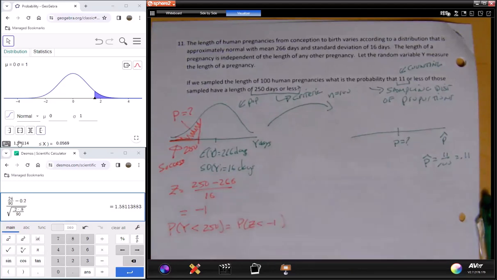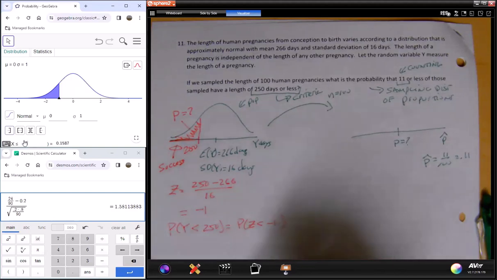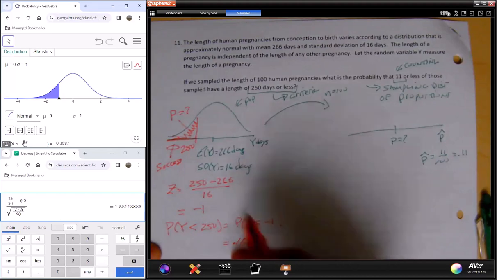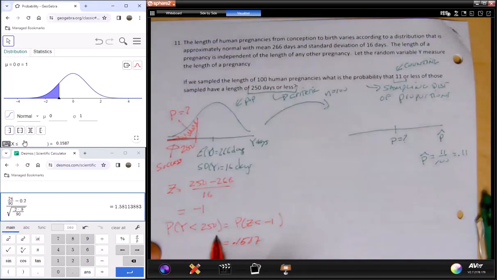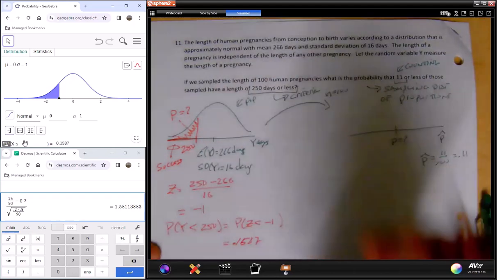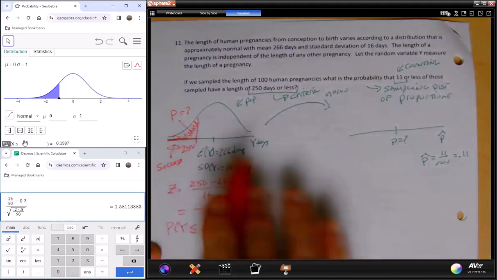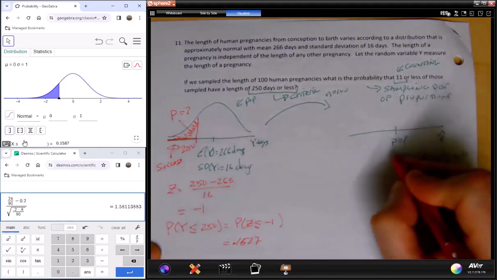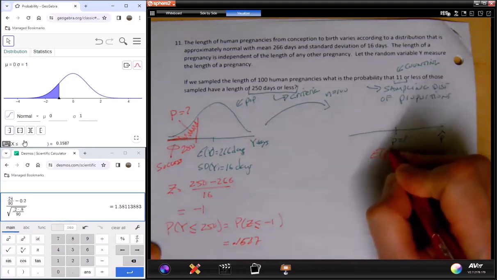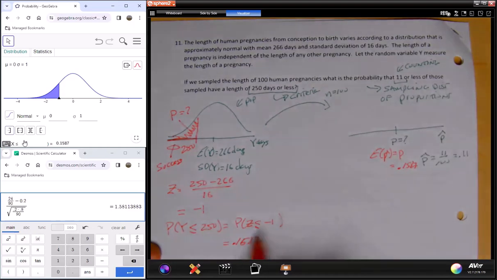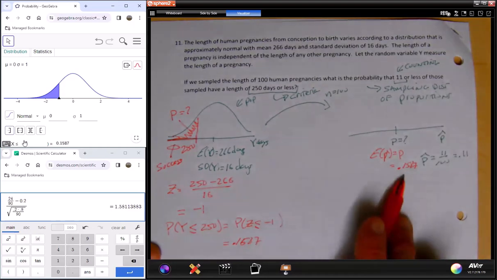So I'm going to come here to GeoGebra, choose less than, type in -1, and I get this value, 15.87% approximately. So that's what this value is. That is the chance of one pregnancy lasting less than 250 days. That's success, 250 days or less. Again, equality here means nothing because it's continuous. So it turns out that E of p-hat, which is p, is 0.1587. This will be true regardless of the sample size.